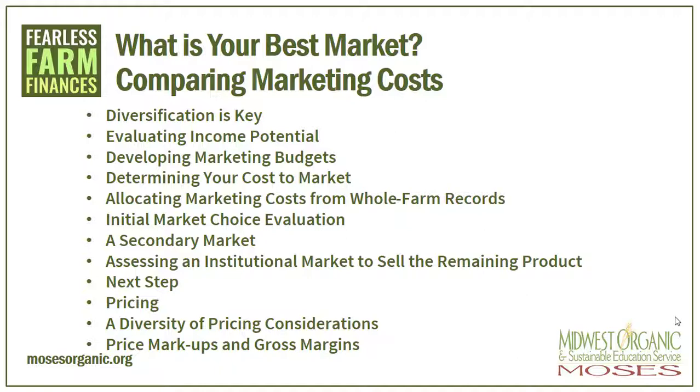Some bullet points that we're going to cover today are: diversification is key, evaluating income potential, developing marketing budgets, determining your cost to market, allocating marketing costs from whole farm records, initial market choice evaluation, a secondary market, assessing an institutional market to sell the remaining product, next steps, pricing, a diversity of pricing considerations, and finally, price markups and gross margins.